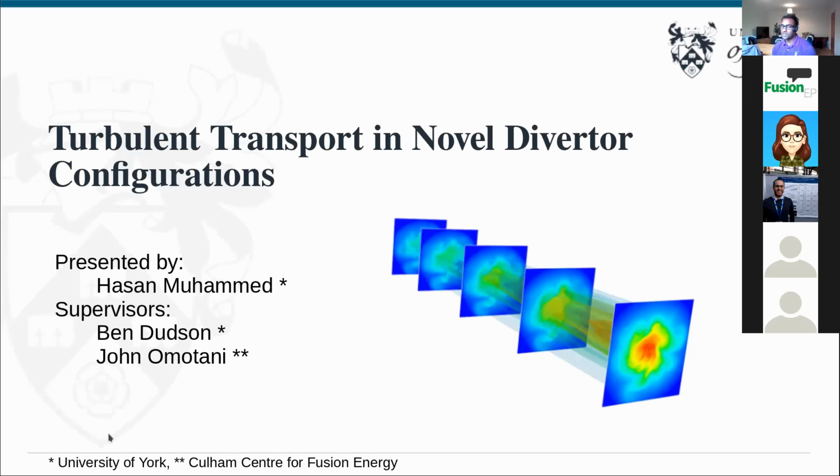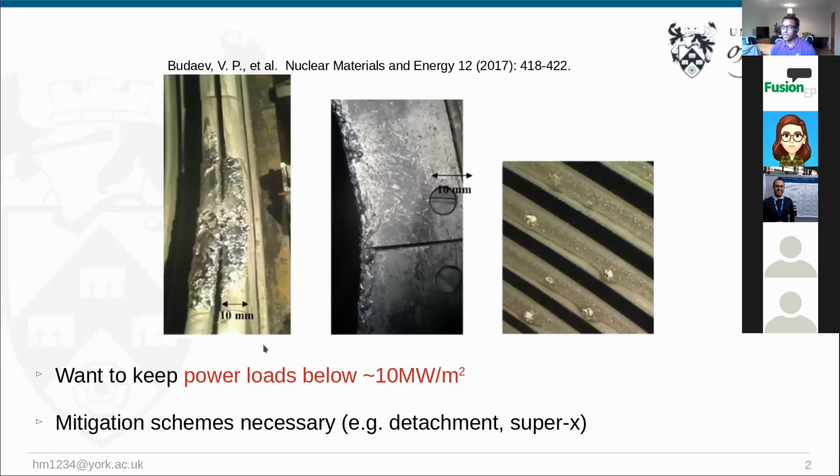So I guess the main question is, why do we even care about turbulent transport in the divertor? Well, to put it simply, there's a lot of power in fusion reactors, and when it hits plasma-facing components, it can cause all sorts of damage. A general rule of thumb is we want to keep the power load below about 10 megawatts per meter squared, and a few mitigation schemes have been proposed, such as detachment and SuperX.